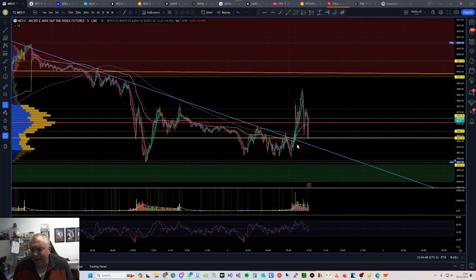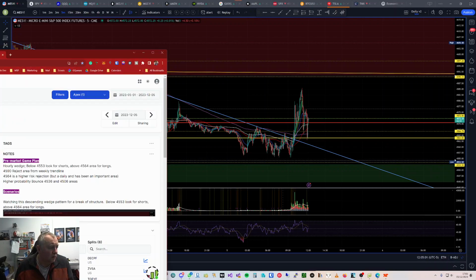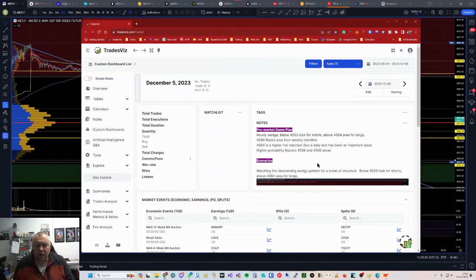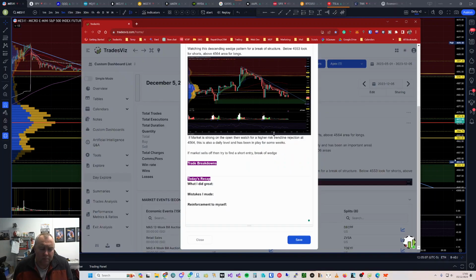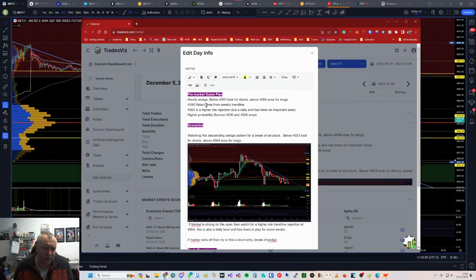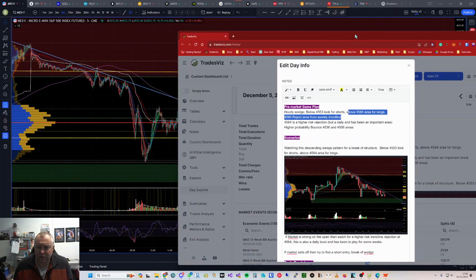And I'll just open up my plan as well. I was over here, I've got so many screens open. So before I do any trading in the market, even if I'm late, I always put in my plan for the day. So hourly wedge, if it's below 45.53, look for shorts. Above 45.64, look for longs. And that was the first bit.